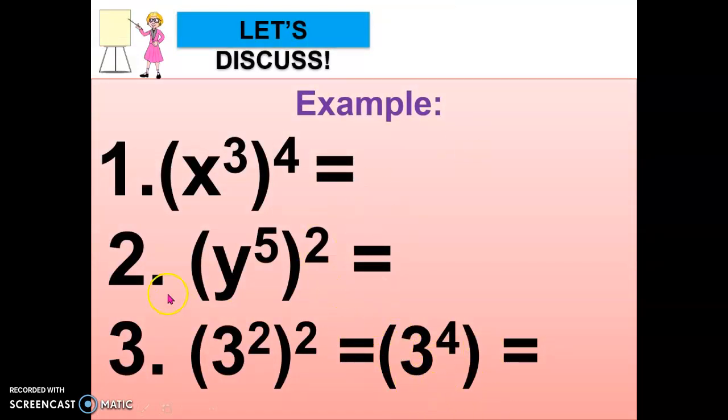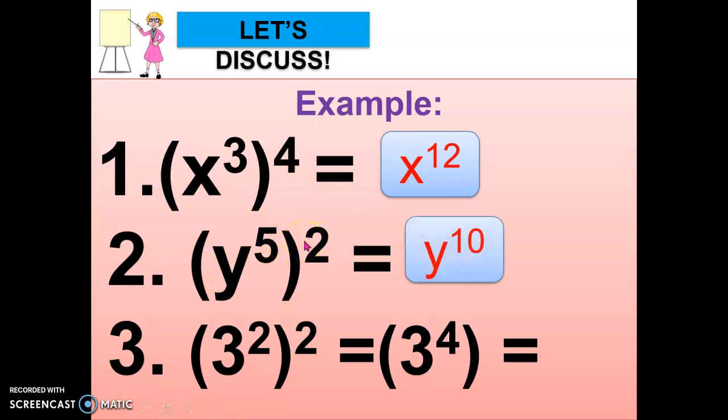Halimbawa, x cubed raised to 4. So, i-multiply po natin si 3 and 4. So, 3 times 4 is 12. So, the answer is x raised to 12. Then, number 2, y raised to 5 raised to 2. So, 5 times 2 is 10. So, the answer is y raised to 10.